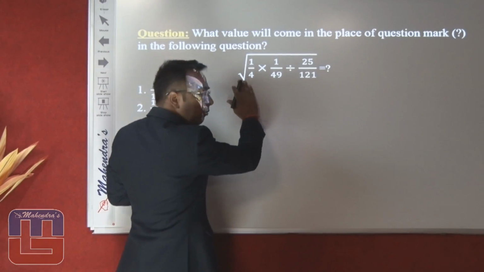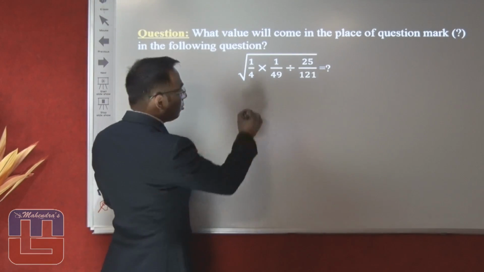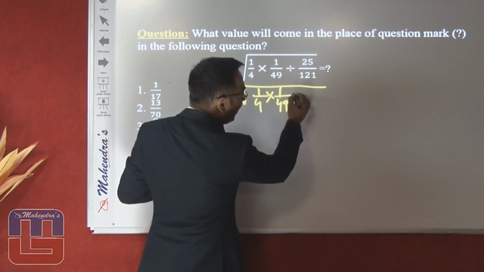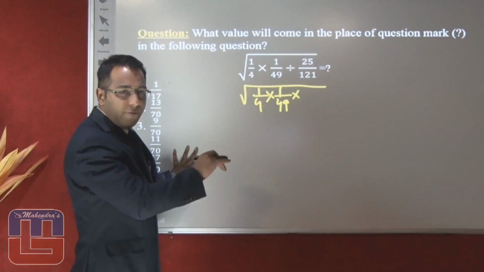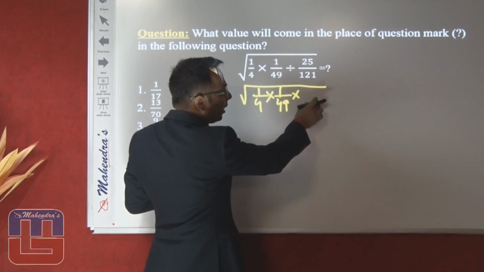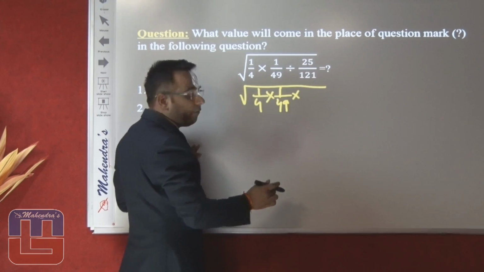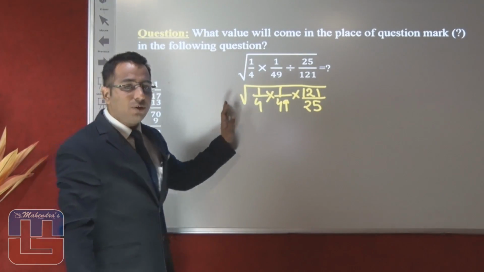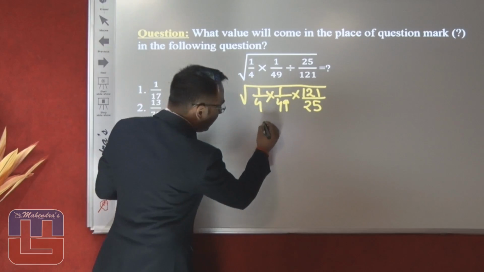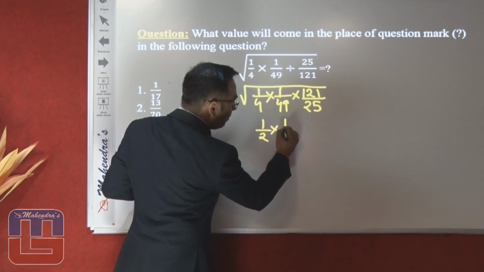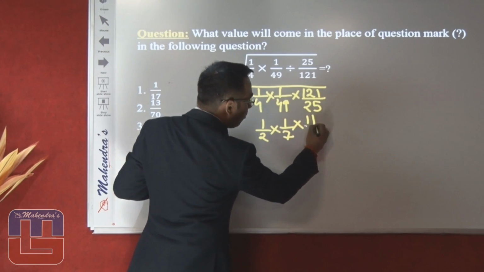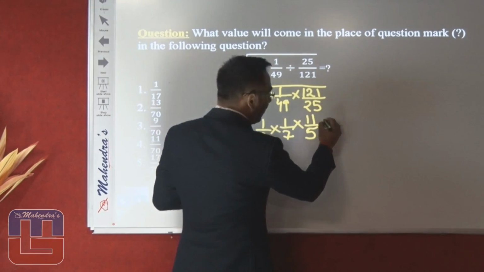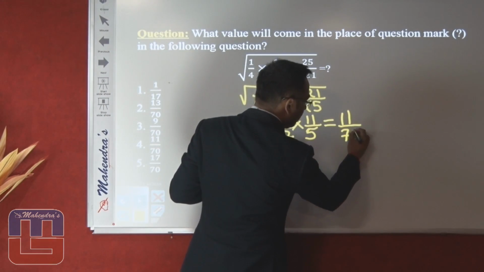Now we have to bring them all into multiplication. So the basic step for this is 1 upon 4 into 1 upon 49, divide changes into multiply, so the values will be reversed. The value we will put here will be the reciprocal of 25 upon 121, which will be 121 upon 25. Now as we remove the root of these values, what we will get? We will get 1 by 2 into 1 by 7 into 11 upon 5. On multiplying this, we will get 11 upon 70.